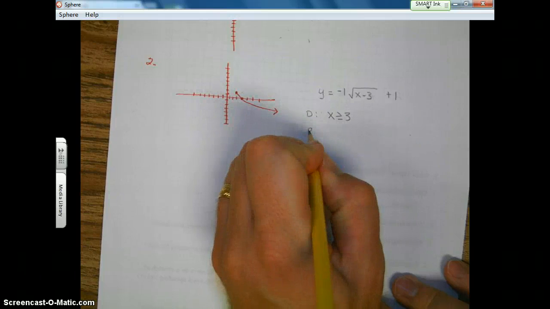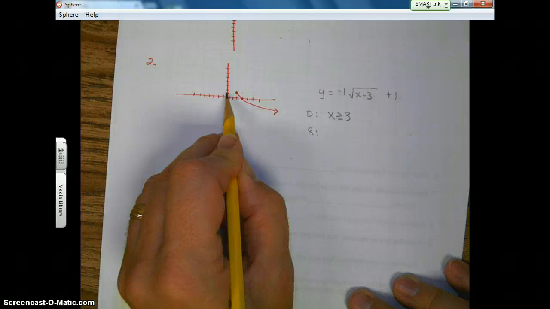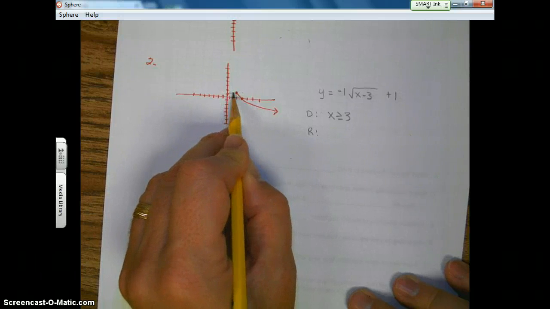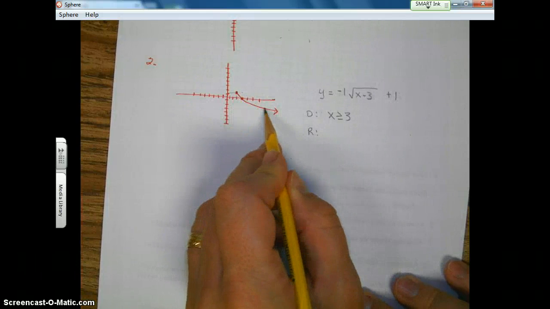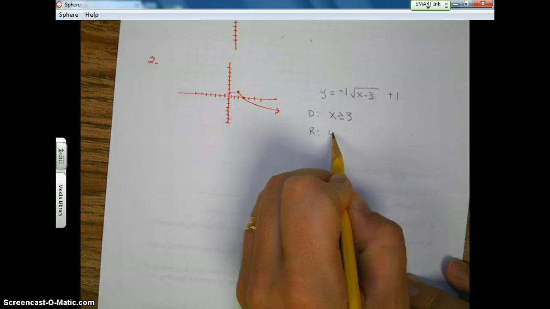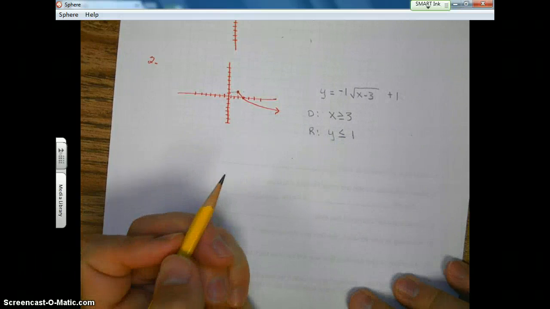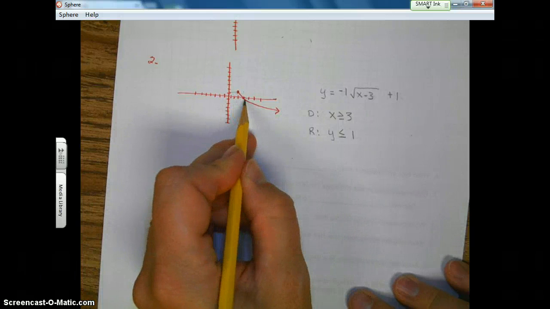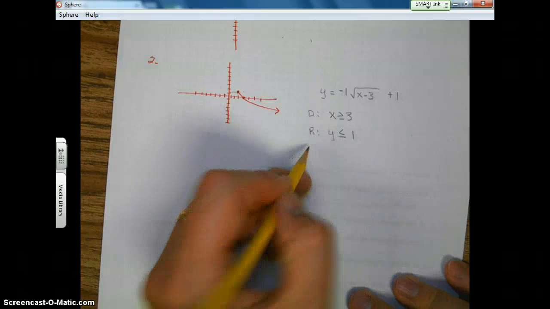Okay, our range. Now we need the range value, so we're looking at a 1. And the range is getting smaller. So y is less than or equal to 1. The y values get smaller as you go along the graph. So there's your domain and range.